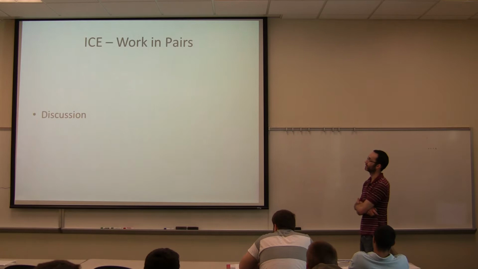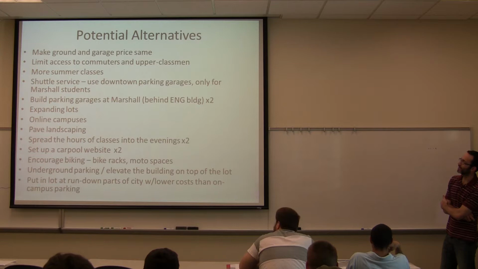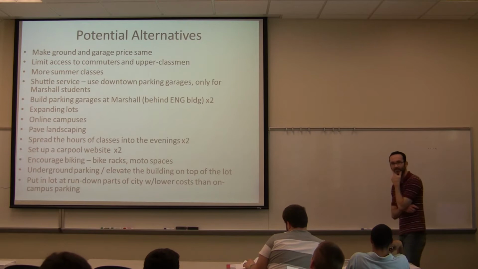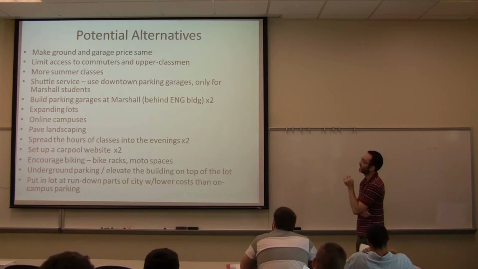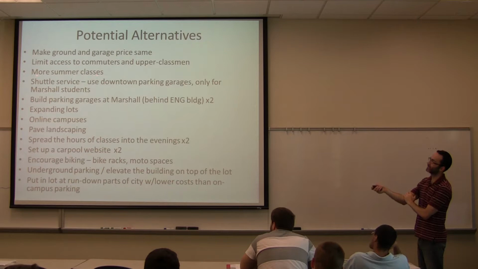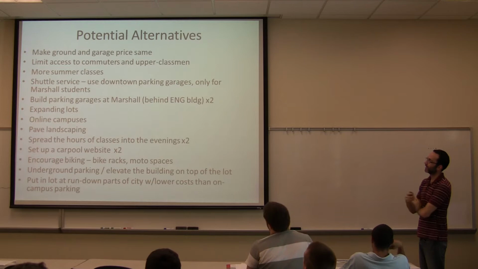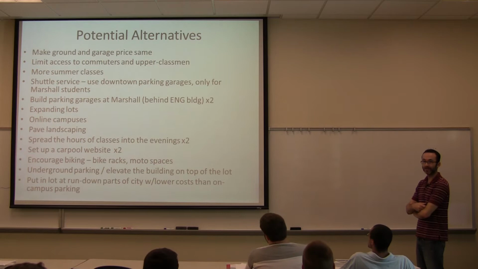All right, we've already done that. So here's an idea of what some of the possibilities were that they came up with in past semesters. I've just looked over what you did for your first in-class exercise. Here are some of the specific projects. If there were more classes in the summer, that would take some of the load off during the academic year. Some people were saying if you had more online courses, that would reduce the demand for in-person classes and reduce the parking problem.